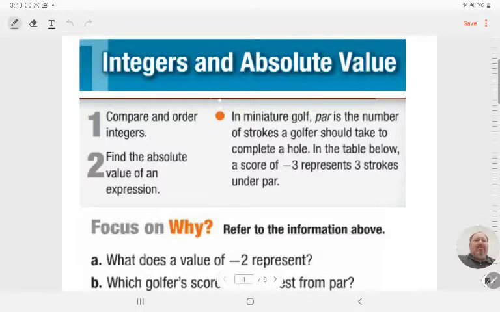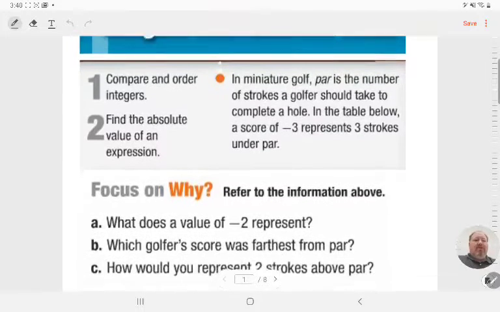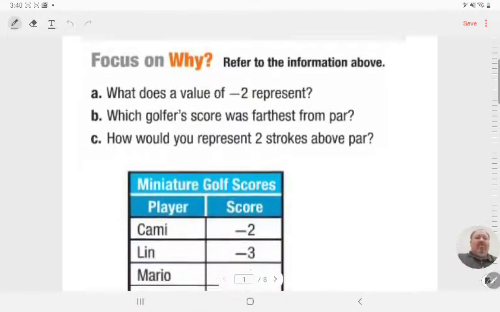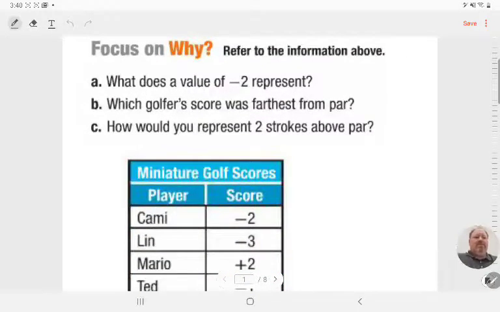So in miniature golf, par is the number of strokes a golfer should take to complete a hole. In the table below, a score of -3 represents 3 strokes under par. Par is 0, okay, in golf. That means you got a perfect score. Oops. So let's take a look.